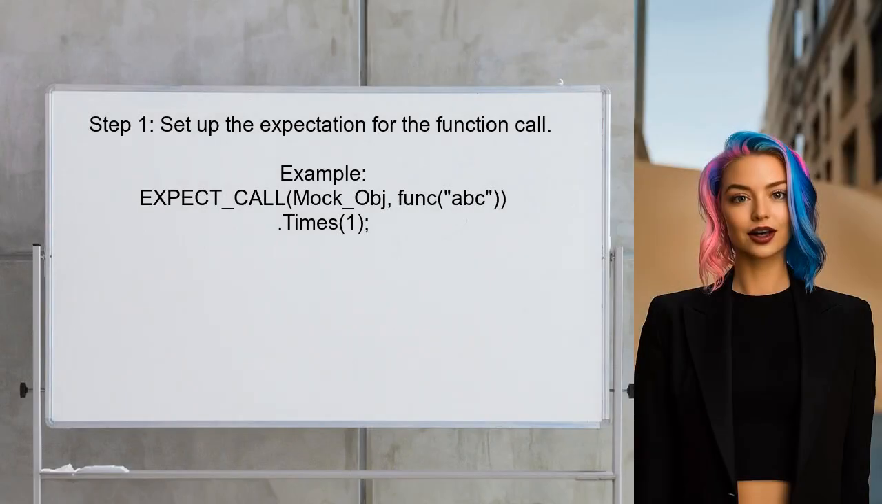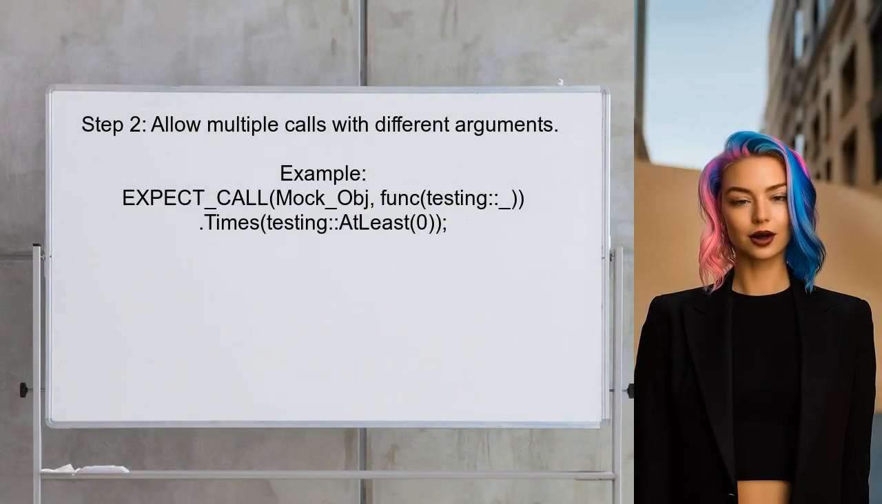To achieve the desired behavior, the user should start by setting up the expectation for the function call. This involves using the Google Mock framework to specify that the function must be called exactly once with the specific argument. Next, the user needs to allow for the function to be called multiple times with different arguments. This can be done by using the times method with a wildcard matcher for the other calls.